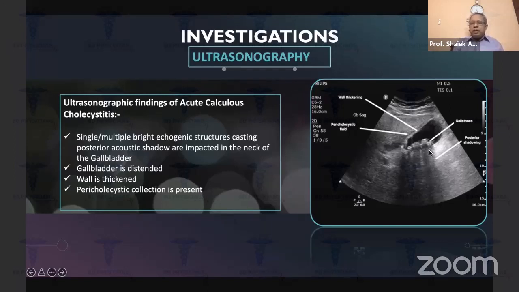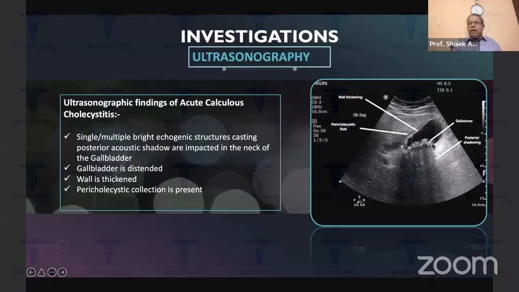Every physician, doctor, or medical student must read the report and also know how the picture of calculus cholecystitis or gallstone looks in ultrasonography. Everybody must know. If you know, you can easily look and evaluate the findings, whether the report is correct or not. You can easily understand. This is a very simple thing.